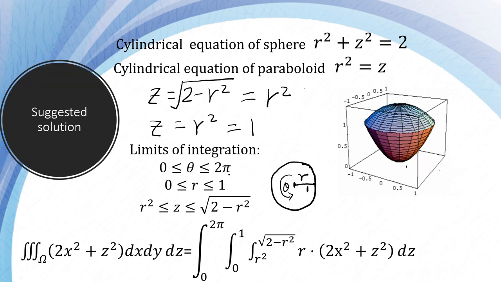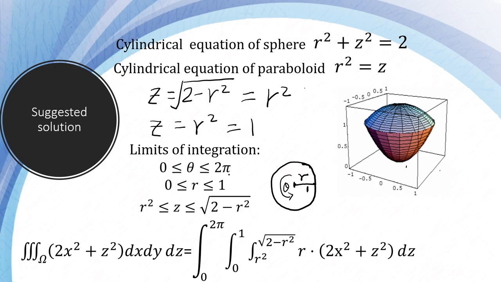In the cylindrical coordinates, we have three parameters, theta, r, and z. Since r squared equals x squared plus y squared, we can get the cylindrical equation of the sphere, which is r squared plus z squared equals 2. And the paraboloid is r squared equals z.